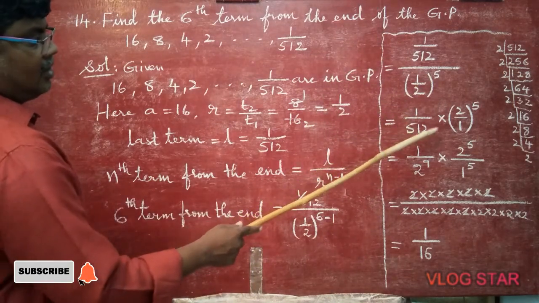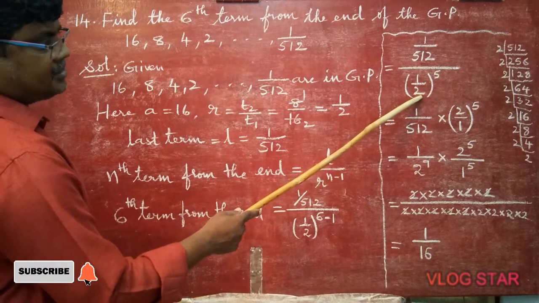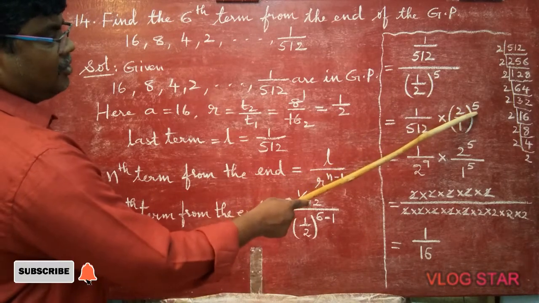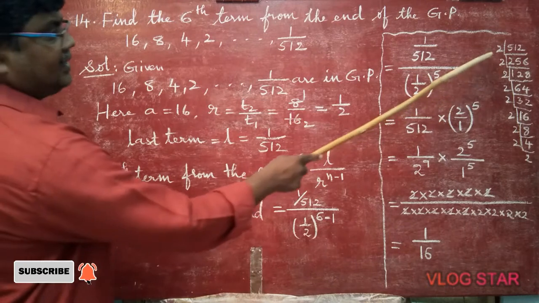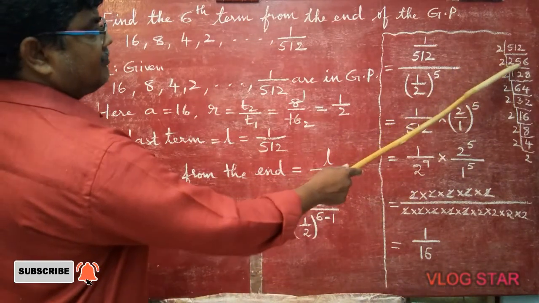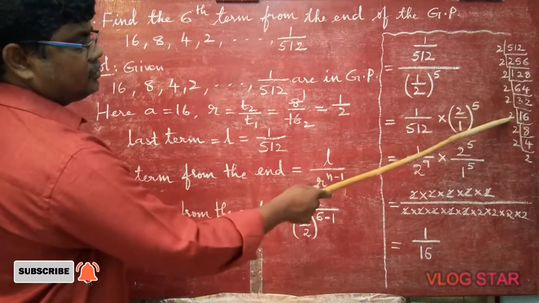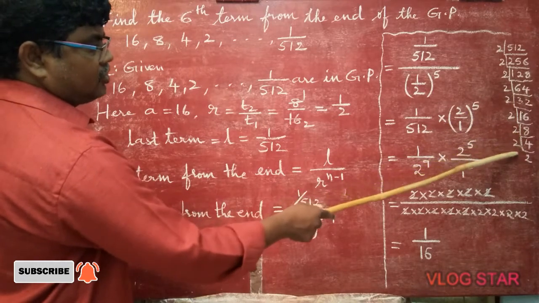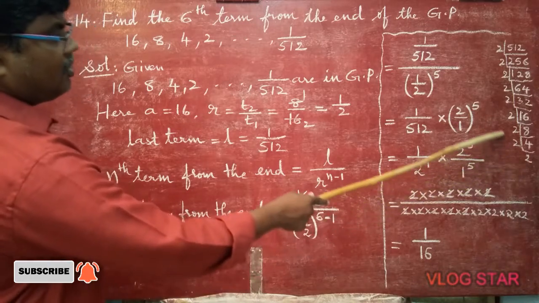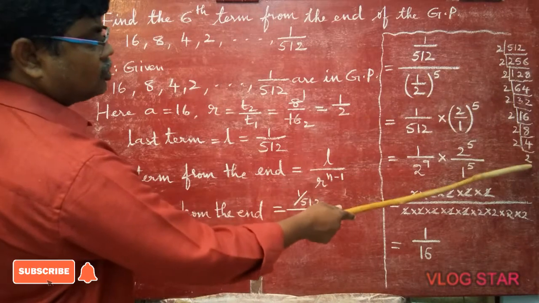1 by 512, this division I am changing into multiplication. Then, what I told you, the fraction becomes reciprocal. 1 by 2 reciprocal is 2 by 1, 2 by 1 whole to the power of 5. Find the factors for 512. 2 goes 256 times, 2 goes 128 times, 2 goes 64, 2 goes 32, 2 goes 16, 2 goes 8, 2 goes 4, 2 goes 2 times. So how many 2s did we get? 2 to the power of 9. In 512's place, you can write 2 to the power of 9.